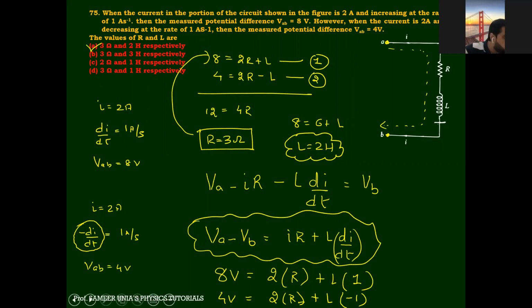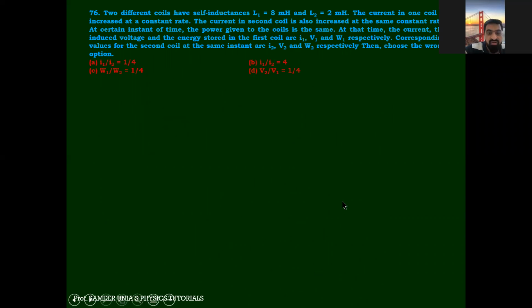Okay. Question number 76 is a nice question again. Look carefully. Two different coils of self-inductance L1 and L2 is 2 Henry. Listen to me. Now, this is a good question. The current in one coil is increasing at a constant rate. The current in the second coil is also increasing at the same rate. And what is constant? Di by dt in both the loops is what, sir? Constant. Remember this thing. At a certain instant of time, the power given to the coils is also the same.